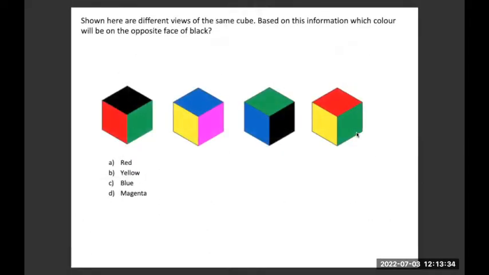Now in this one, you're given a cube and the cube has different colors. What you have to guess is which color will be the opposite face of the color black. Which color will be the opposite face of the color black?